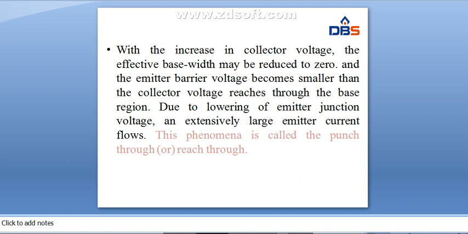So with the increase in collector voltage, if you increase the collector voltage, the effective base width is reduced to 0, right? So the depletion region increases, and due to that the base width reduces to 0. The emitter barrier voltage becomes smaller than the collector voltage. So it reaches through the base region. So due to the lowering of the emitter junction voltage, a large emitter current flows. This phenomenon is called punch through or reach through.